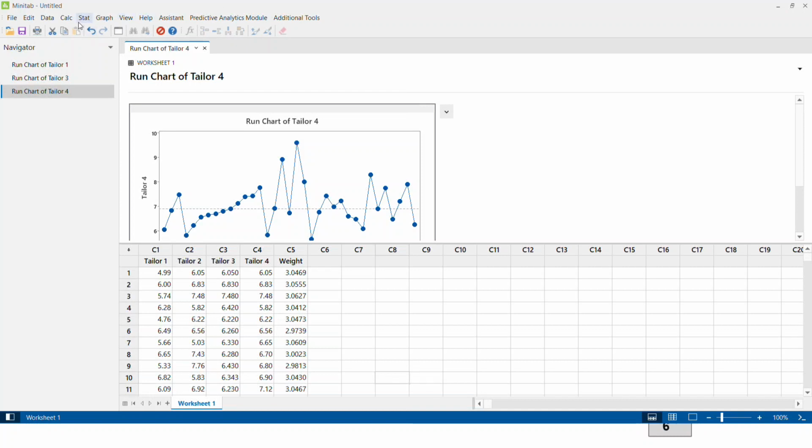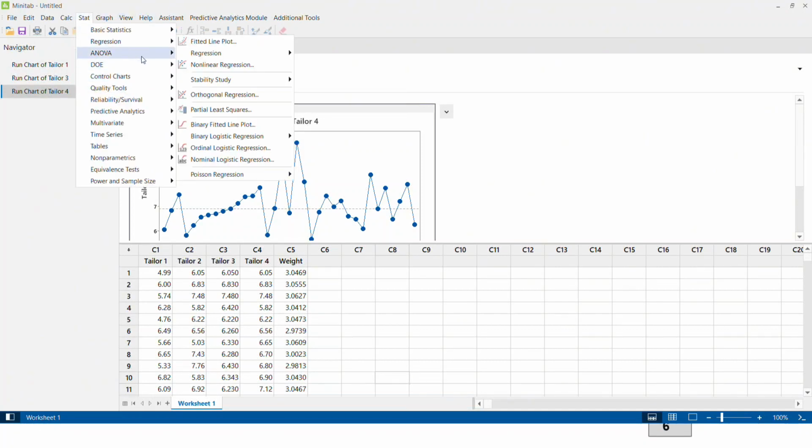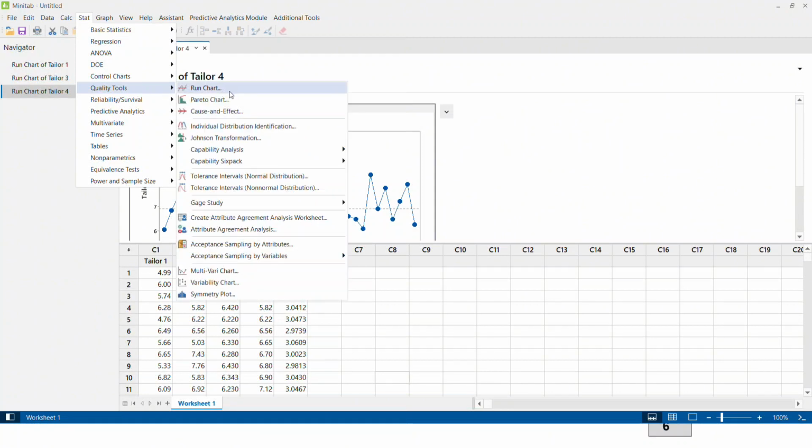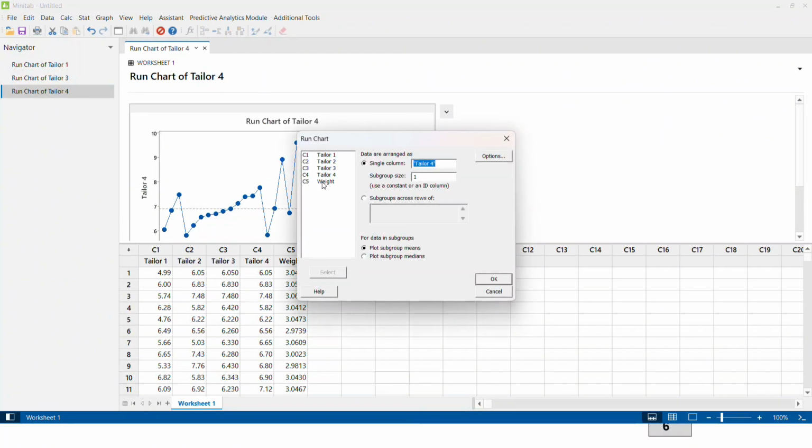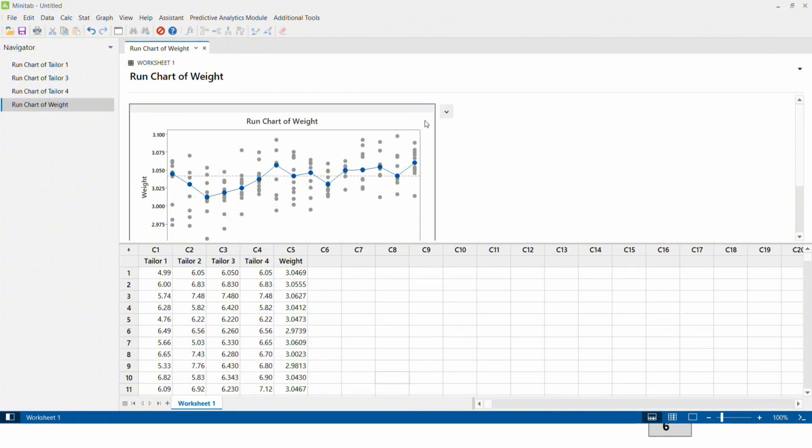Now I click on Stats, Quality Tools, and then Gantt chart. This time I select weight, because this is the data for which I want to draw the Gantt chart. I enter subgroup size as 10. After entering the subgroup size, I have two options: I can select plot subgroup means, or plot subgroup medians. To start with, I'm going to keep the option as plot subgroup medians. I will explain what happens if we choose plot subgroup means also. Now when I click OK, you get this kind of chart.